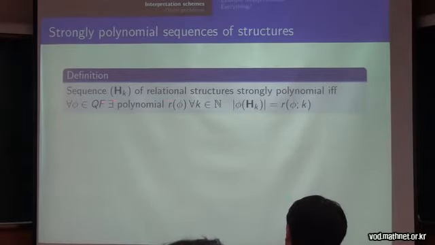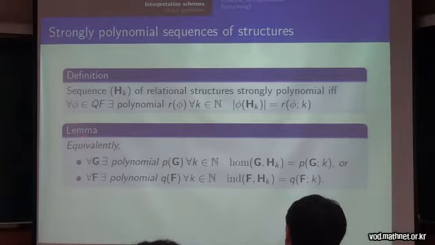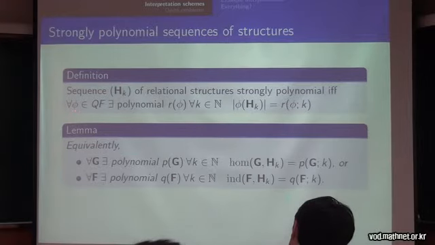And so I'm going to make a definition that a sequence of relational structures is strongly polynomial if for all the first order quantifier-free formulas phi, there is some fixed polynomial r of phi such that the size of the satisfaction set is a polynomial. So it's just analogous to how we've defined it. And then there's this very useful lemma that this seems to be much stronger. I'm allowing any sort of quantifier-free formula, but actually it's equivalent just to specify that the homomorphism formula gives a polynomial.